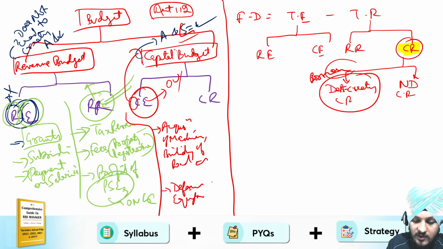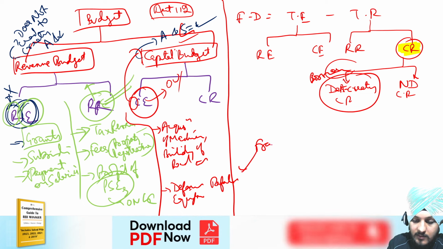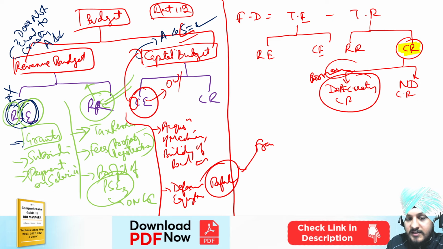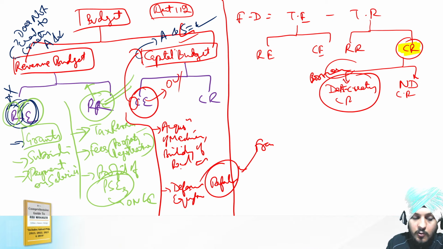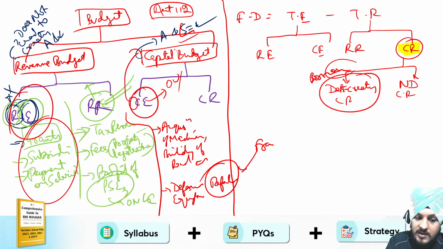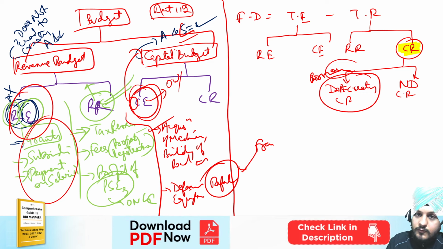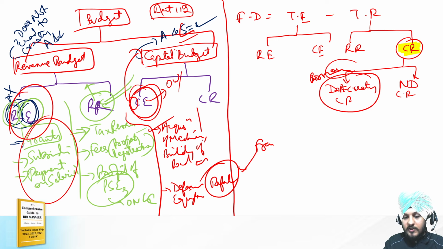So suppose the government is buying the Rafale from France, what is it? It is a direct asset of the government, which is in contrast to the revenue expenditure where there was no direct asset creation. So in case of capital expenditure, there is direct creation of assets, and these assets are usually used for the long term. So that is the main idea about the capital expenditure.